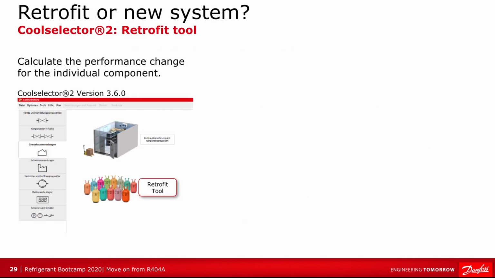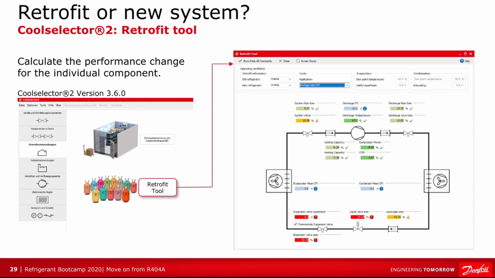Now we have a retrofit tool in Coolselector software, and you can see it on the slide there, which basically performs a calculation based on the individual component with the existing refrigerant and the new refrigerant. And you can see here on the slide we have a picture of a calculation that is done. As I said, we use the old refrigerant, new refrigerant, then we choose the application, so whether it is medium temperature, low temperature or high temperature. We fill in the evaporating and condensing temperatures, and then we get a calculation performed.